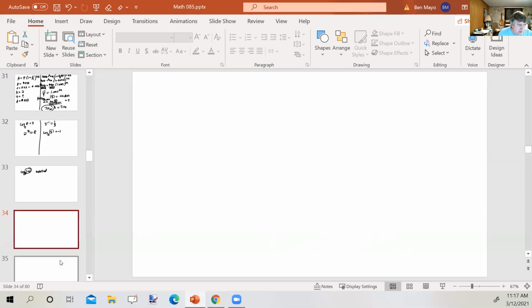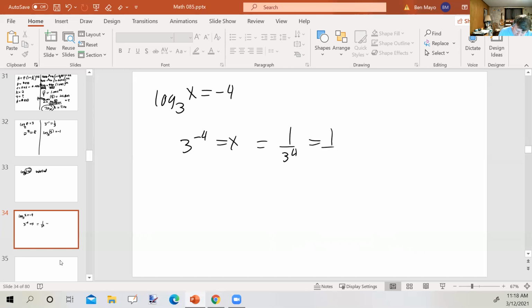All right, how about this one? Log base 3 of x equals -4. It says solve for x. So taking this logarithmic equation and putting it in exponential form, we'd have 3 to the -4 equals x, or 1 over 3 to the 4th, or 1 over 81.